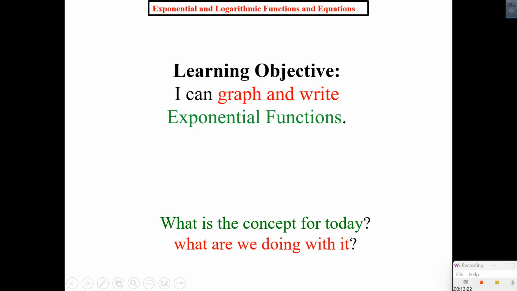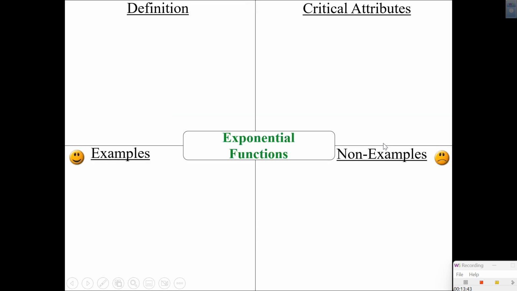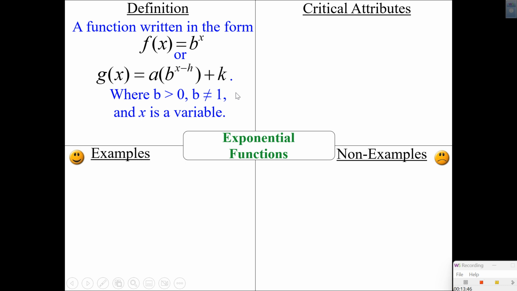Tell your neighbor the new concept for today. Yes, exponential functions. That goes in the center of your prayer model. What are exponential functions? They are a function written in the form f of x equals b to the x, or g of x equals a times b to the x minus h exponent plus k, where b is greater than 0 and not equal to 1, and x is a variable.